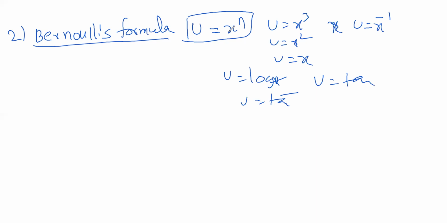Now, this Bernoulli's formula is given by: integral of u dv is equal to, first term, uv.